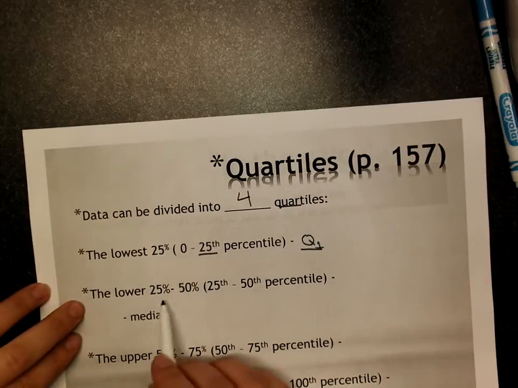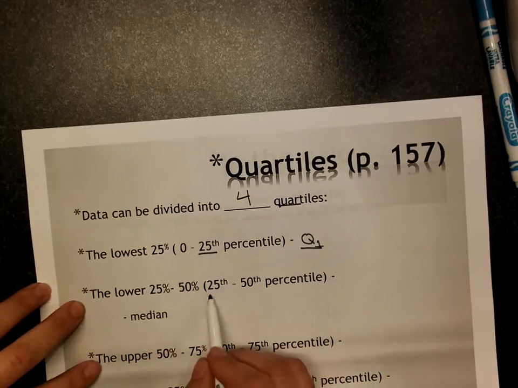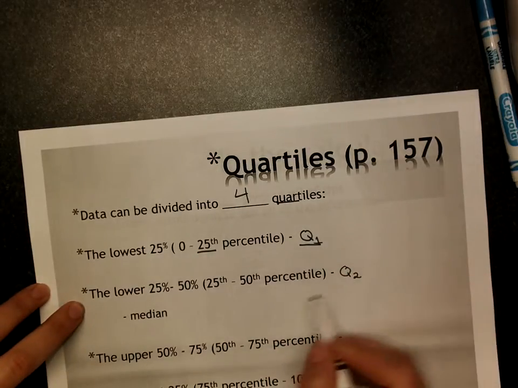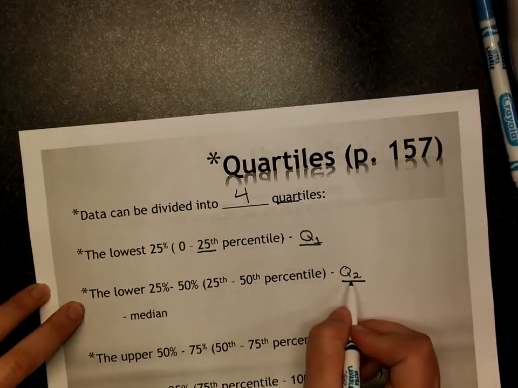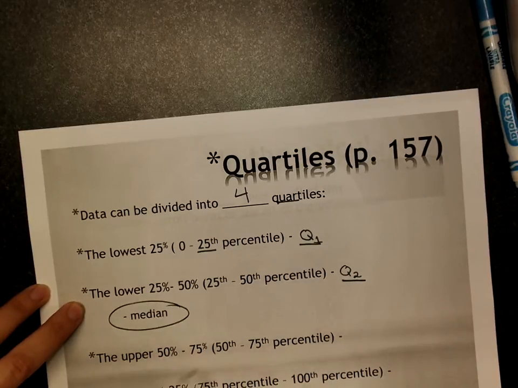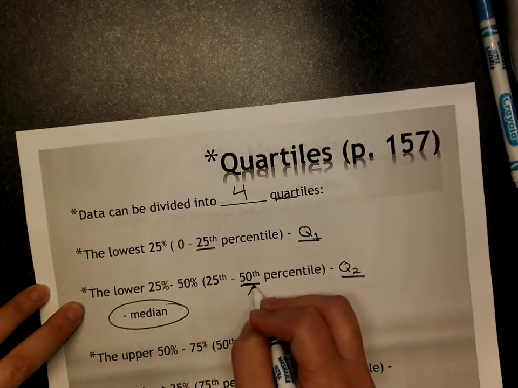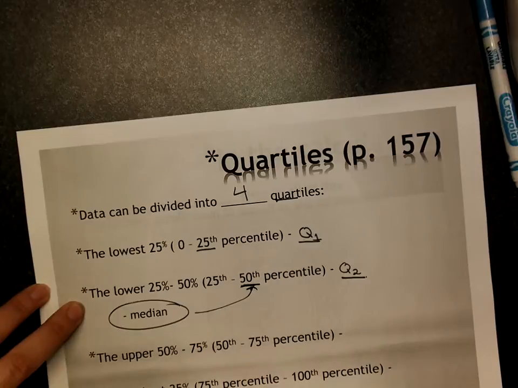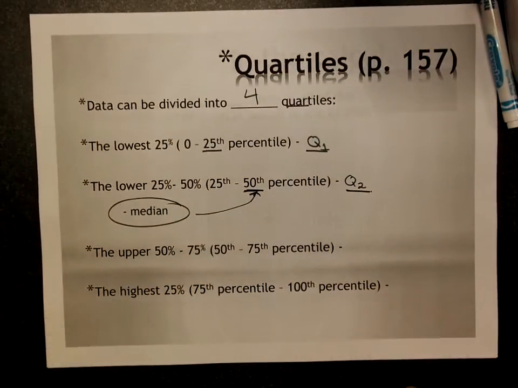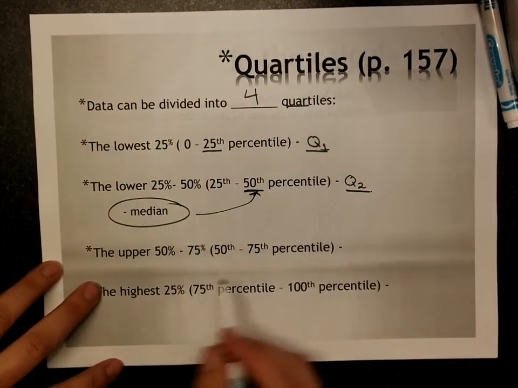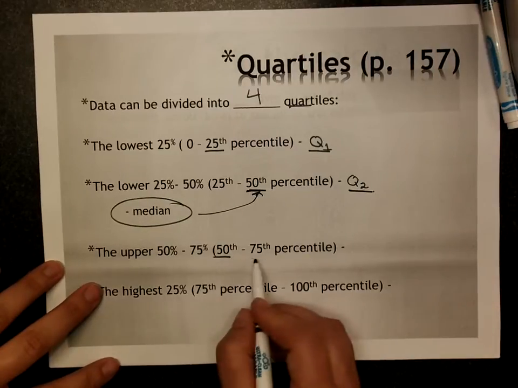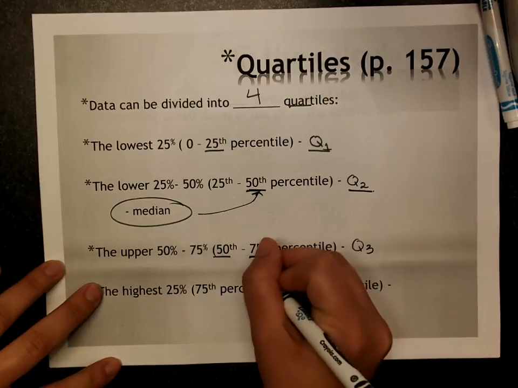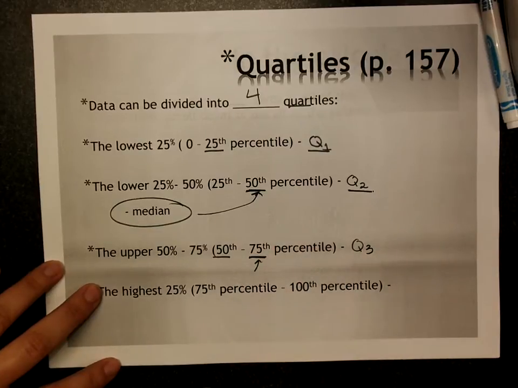The next 25 to 50 percent, so 25th to 50th percentile, we call Q2, or the second quartile. Instead of calling it Q2 though, we call it the median, because the 50th percentile is where the median falls. The upper 50 to 75%, from the 50th percentile to the 75th percentile, we call Q3. So the value at the 75th percentile is Q3.